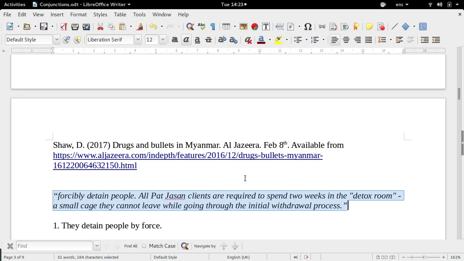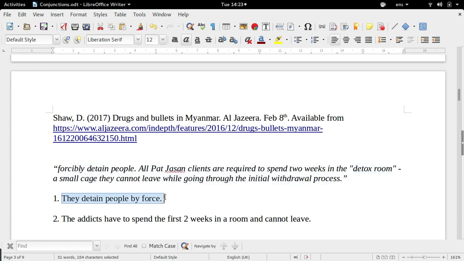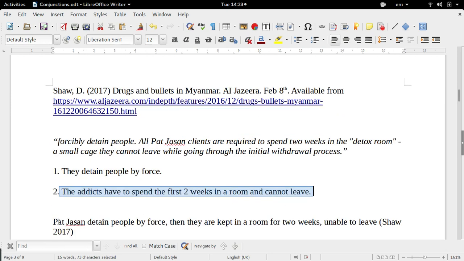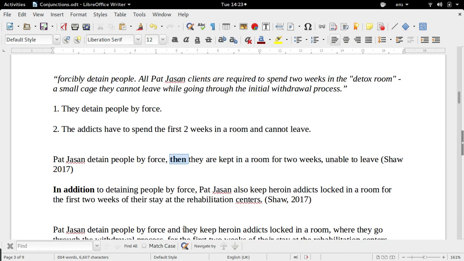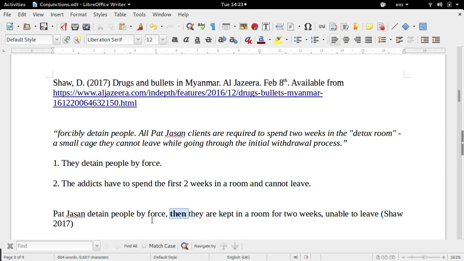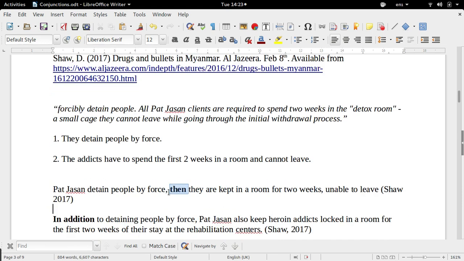So, my notes are I know that they detain people by force, and that the heroin addicts have to spend the first 2 weeks in a room and they cannot leave. So, I've put that into a short sentence here. Patjasan detain people by force, then they are kept in a room for 2 weeks, unable to leave. And you can see the linking word there is then, which shows us order of time. First this, then this. Okay.